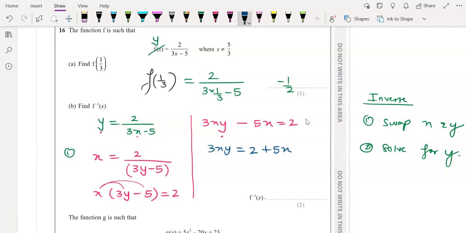I need y alone, so I need to eliminate 3x. So we divide both sides by 3x. So this 3x and 3x will cancel. So you get y equal to 2 plus 5x upon 3x. And the value of y is our inverse function. So I can write here the inverse of the function f is 2 plus 5x over 3x. Okay, next one.